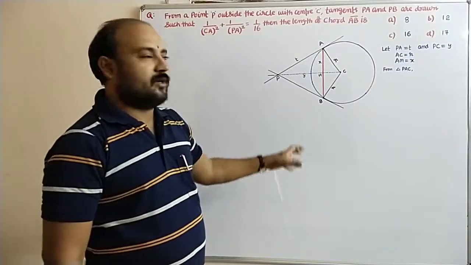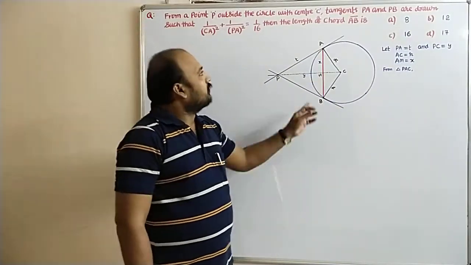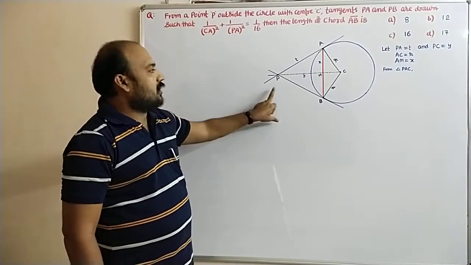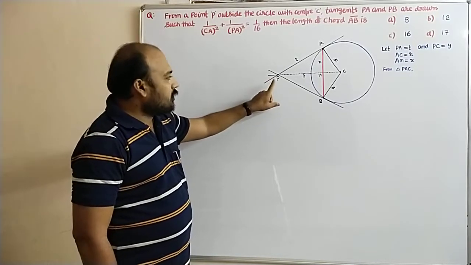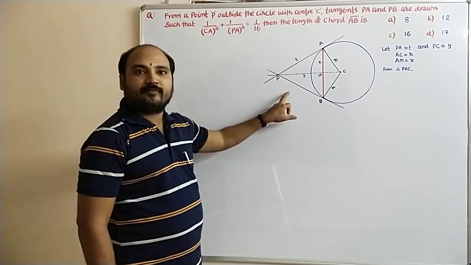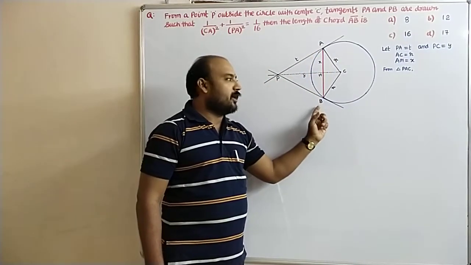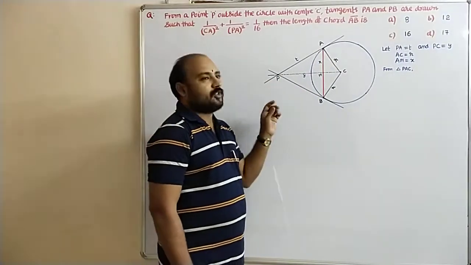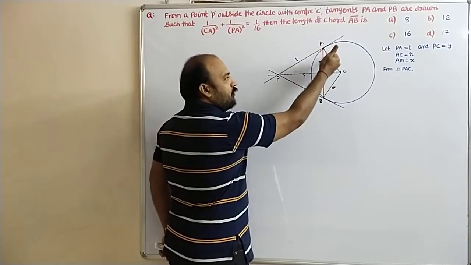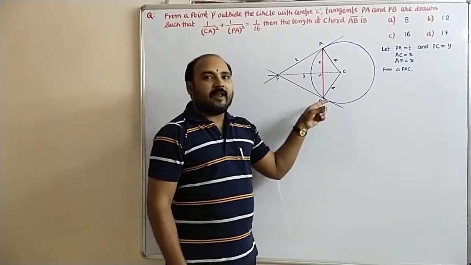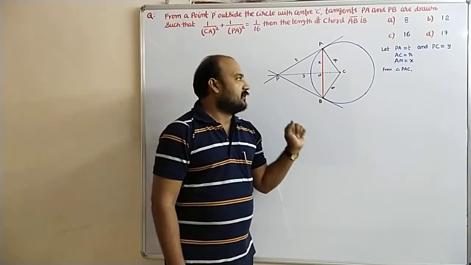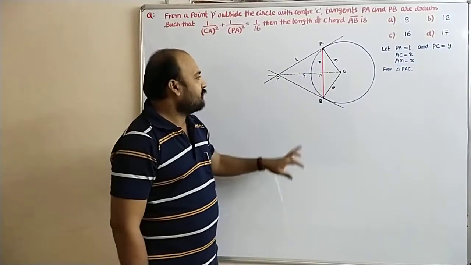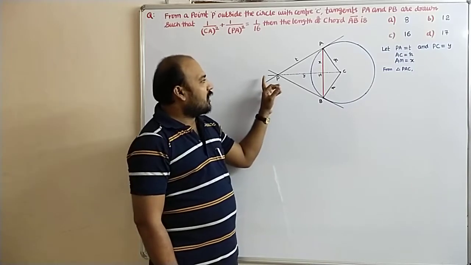So according to the question, I already drew the figure. This is the circle with center C, and P is a point outside. From the point, you have to draw the two tangents which touch the circle at the points A and B respectively. So PA is one tangent, PB is another tangent. From the figure, observe that AC and BC are both radii of the circle. We require only one of them.